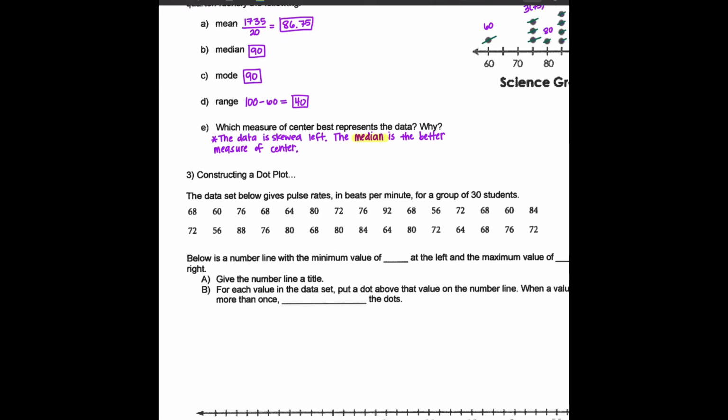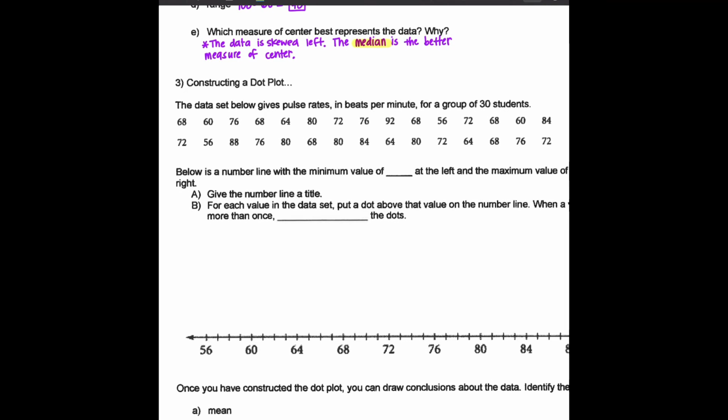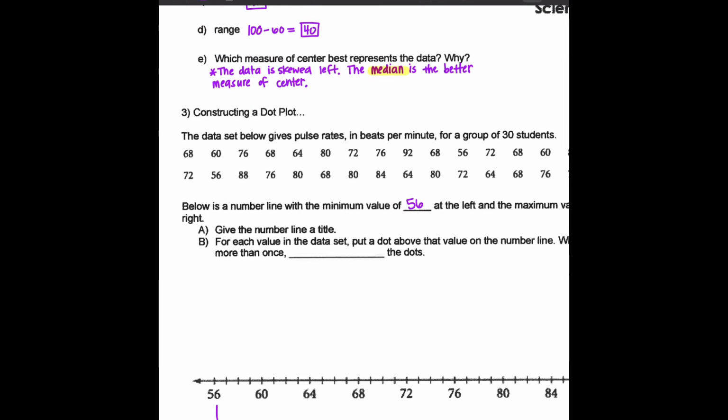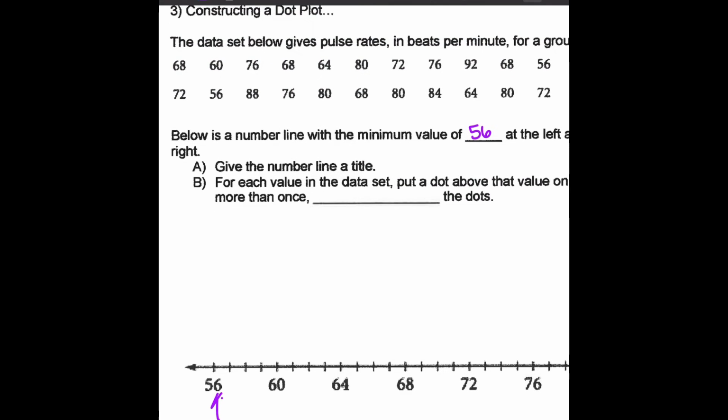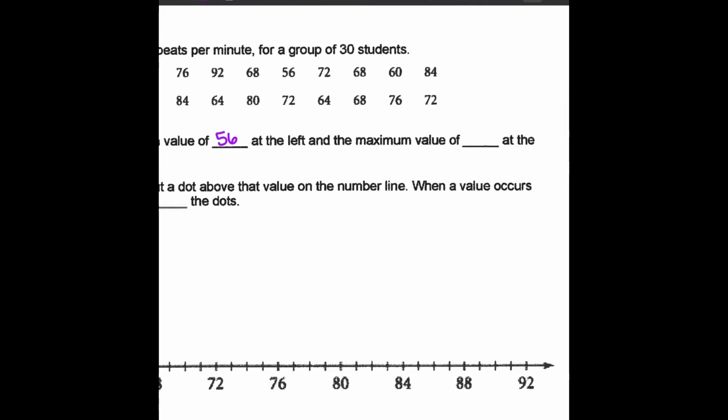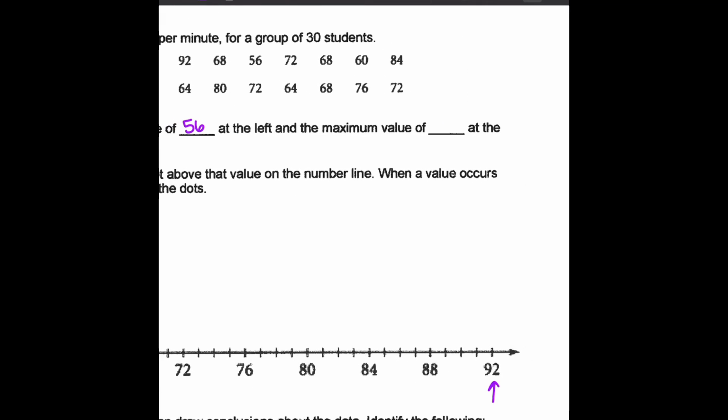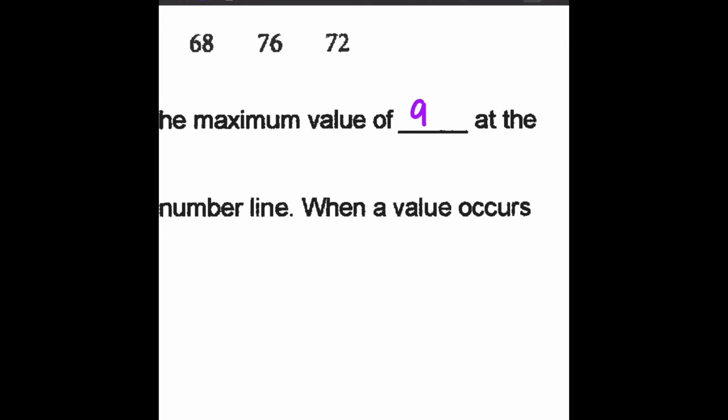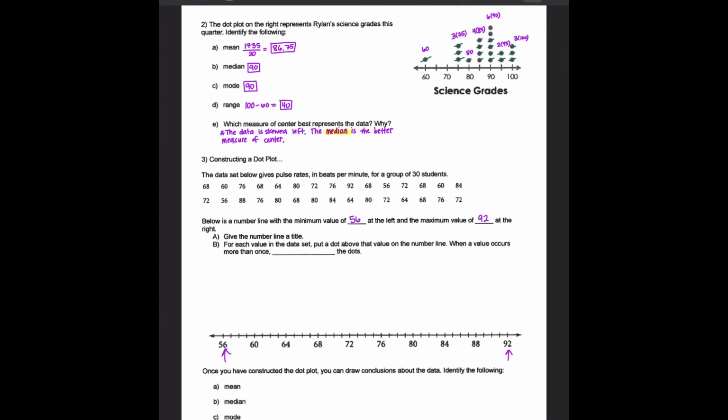Moving on to number 3, constructing a dot plot. The data set below gives pulse rates in beats per minute for a group of 30 students. So below is a number line with a minimum value of 56 at the left side. So we see that right here. Okay. And a maximum value of 92 at the right side. So the steps that we're going to take to construct a dot plot.